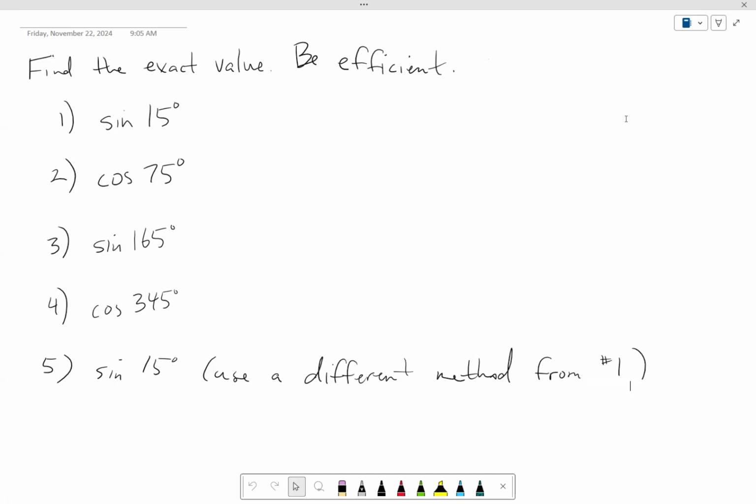Cosine. And then how do you do it differently? Wait, so for me, I compared it to number 2, right? And so on a right triangle, it's 90, 75, 15. So the opposite of 75 is going to be the adjacent of 15. So those are the same. It's the same answer.